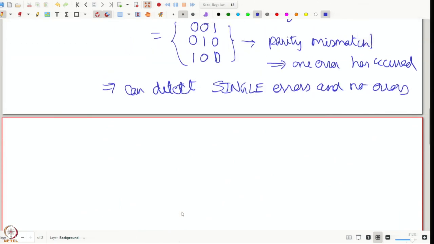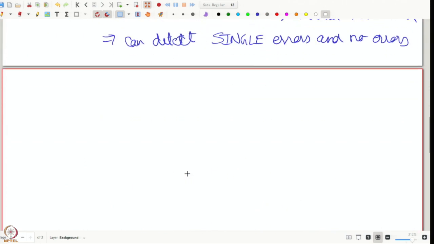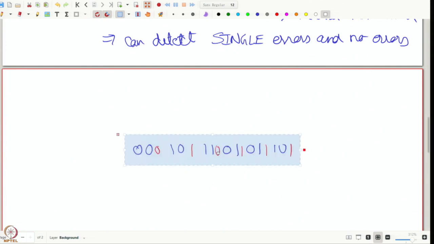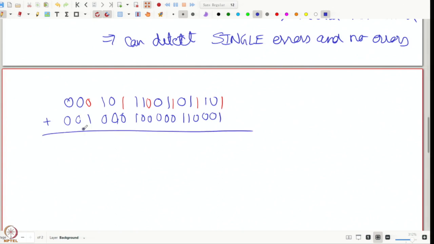Let's take this particular example. I'm just going to take these. Now let us actually come up with a bit pattern, an error pattern. I'll say 0 0 1 0 0 0 1 0 0 0 0 0 1 1 0 0 0 1. Okay, let's look at this one now.